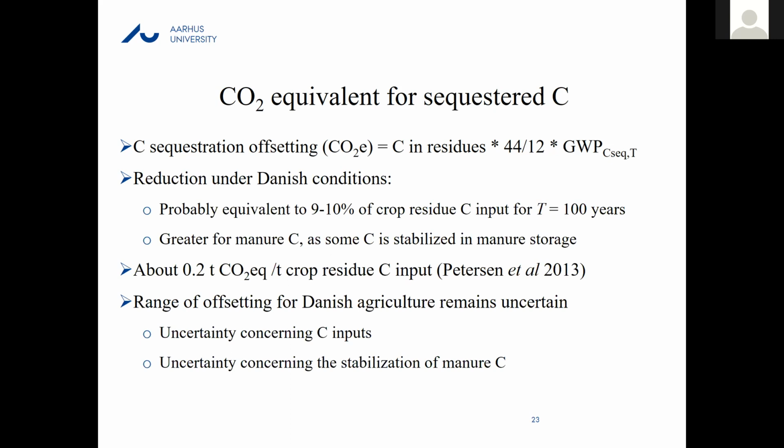However, the range of offsetting in Danish agriculture remains quite uncertain due to uncertainty about the size of the carbon inputs and the extent to which manure carbon is stable during storage. In general, carbon sequestration offsetting is likely to be significant but not decisive. You can expect a large variation between farms. The largest offsetting will be where there's a lot of grass, but at the moment at least, that's also where there'll be a lot of cattle and so a lot of enteric methane emission.